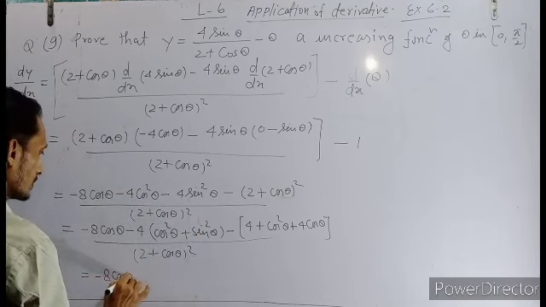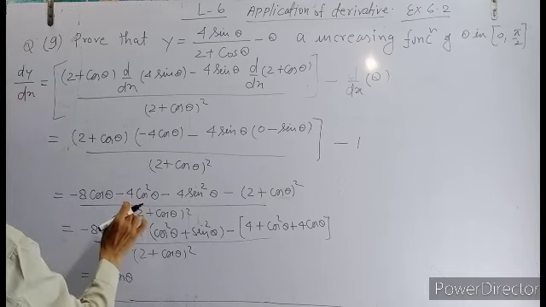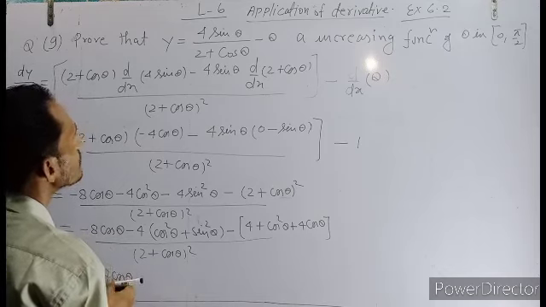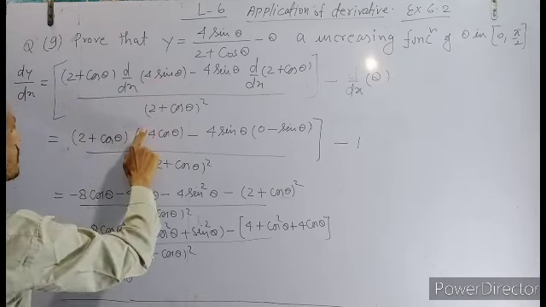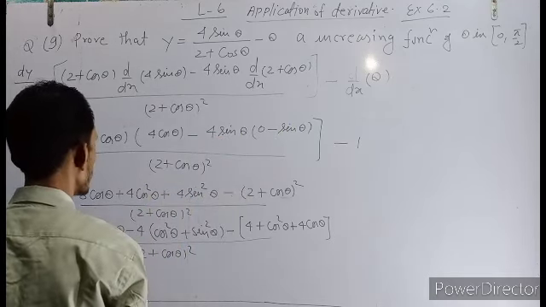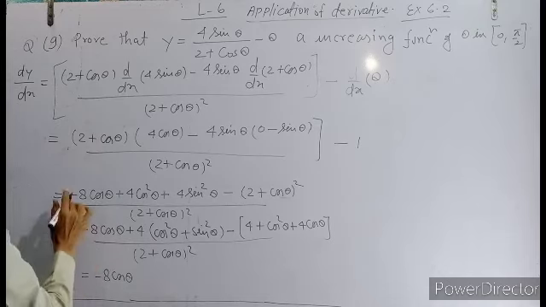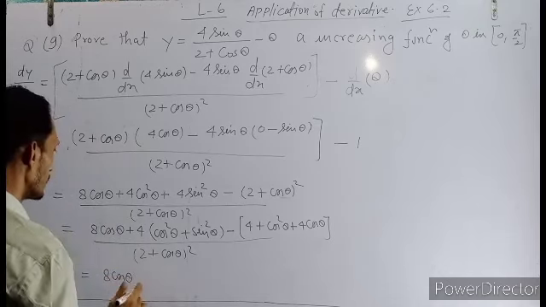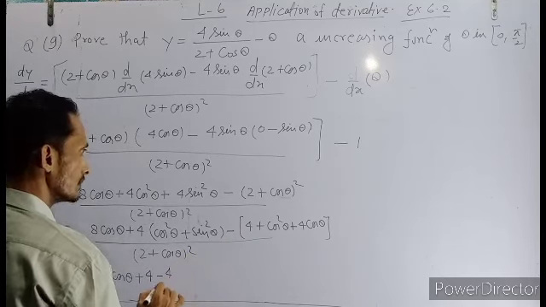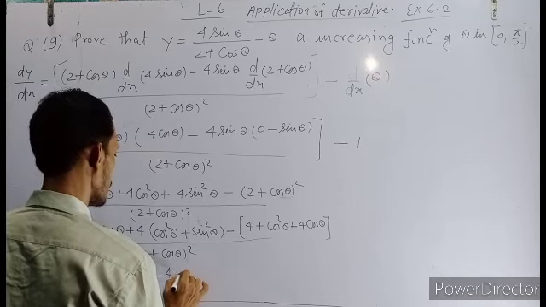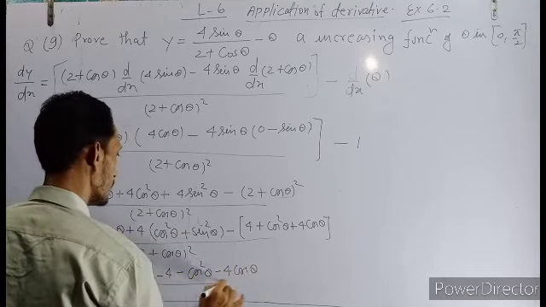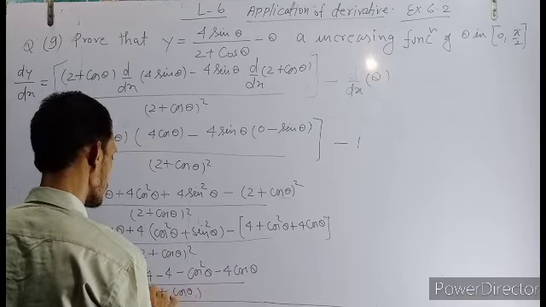Minus 8 cos theta. The derivative of sin theta will be positive. 4 cos square theta, and this minus will be positive also. 8 cos theta plus 4 minus 4 minus cos square theta minus 4 cos theta upon 2 plus cos theta whole square. Okay.